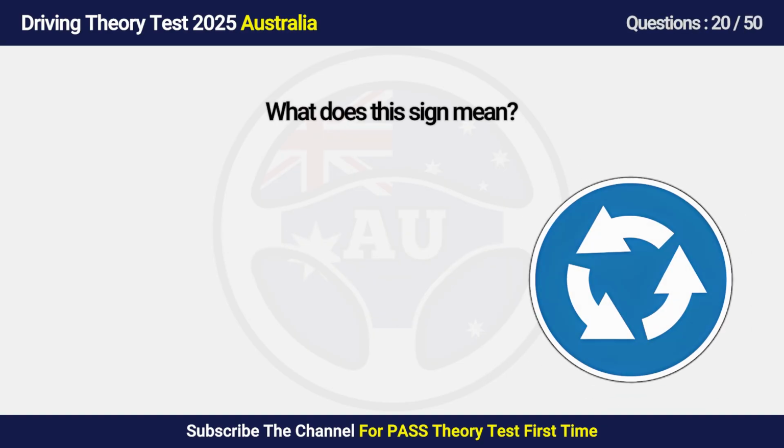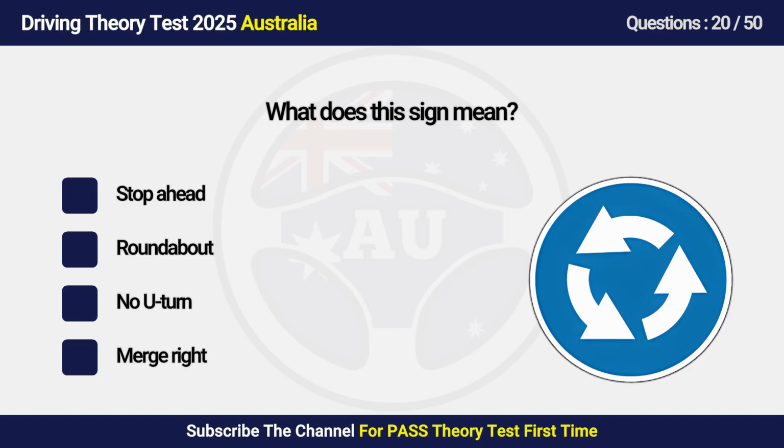Question 20. What does this sign mean? A. Stop ahead. B. Roundabout. C. No U-turn. D. Merge right.